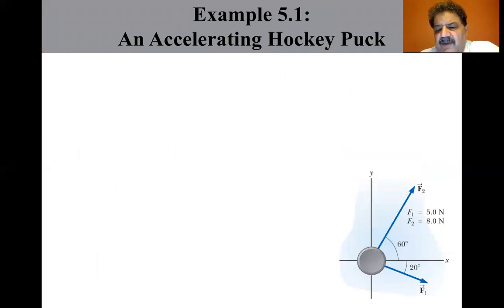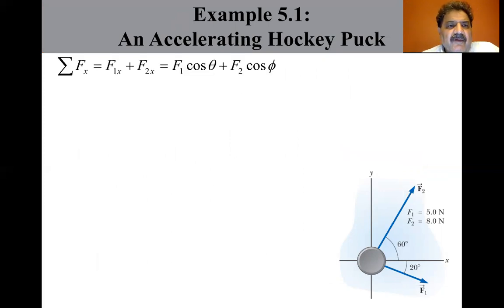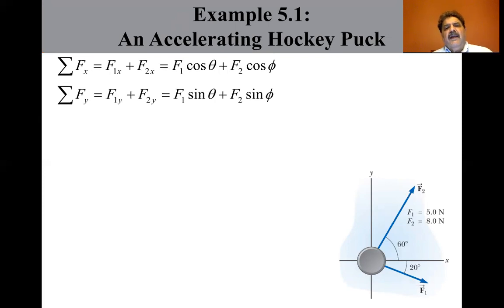Let's find the component of the net force acting on the puck in the x direction. So we have Fx, the force in the x direction, equal to F1x plus F2x. So it's F1 cosine theta plus F2 cosine phi. You'll see both of those are adjacent to the angle, adjacent to the 60 degrees and adjacent to the 20 degrees. Now let's find the components of the net force acting on the puck in the y direction. Okay, we have Fy equal to F1y plus F2y, which is F1 sine theta plus F2 sine phi.